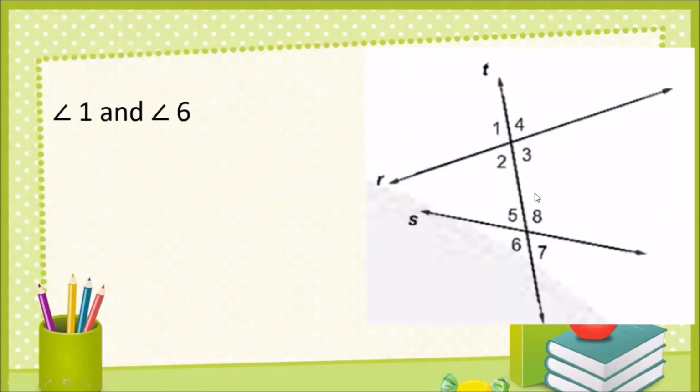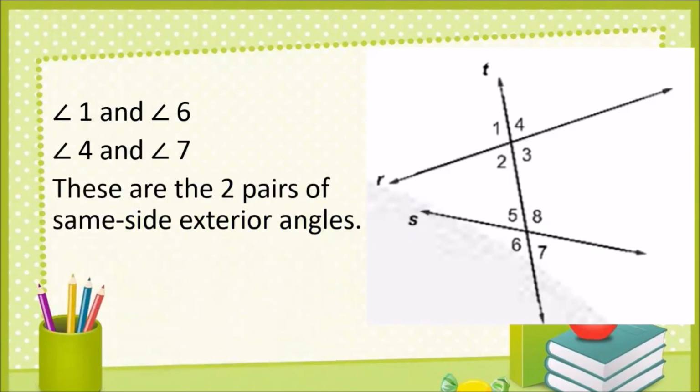Angle 1 and angle 6 parehas na nasa left side ng exterior angles. Angle 4 and angle 7 parehas na nasa right side ng exterior angles. So therefore, these are pairs of same side exterior angles. So, yun ang mga example ng angles na na-form by transversal.